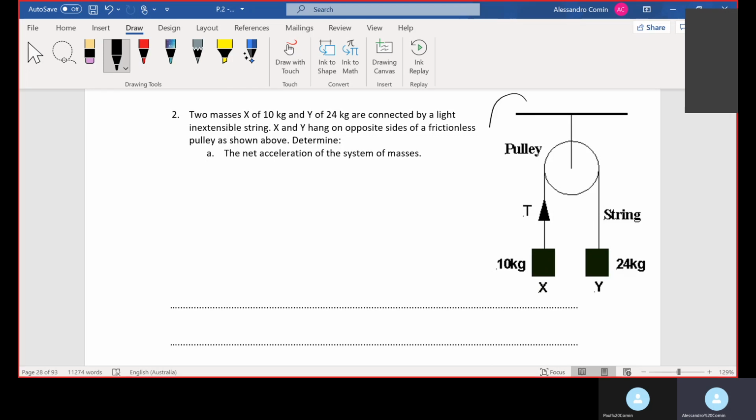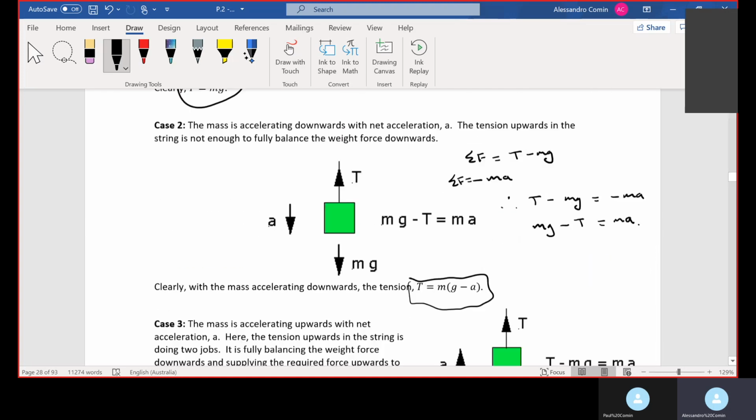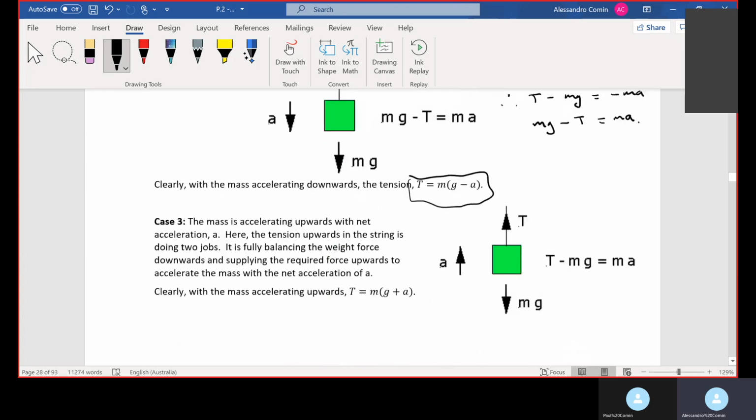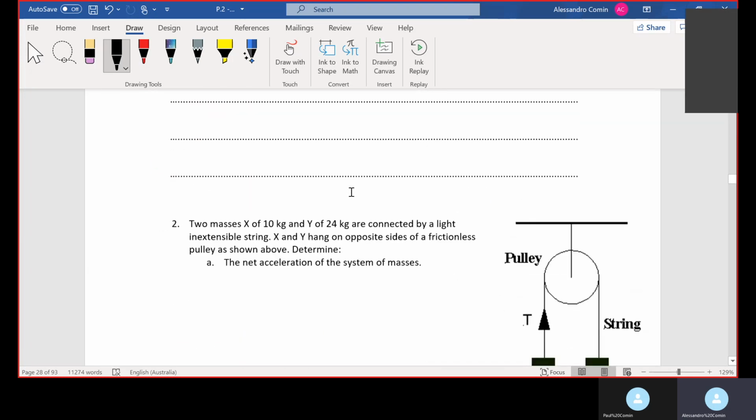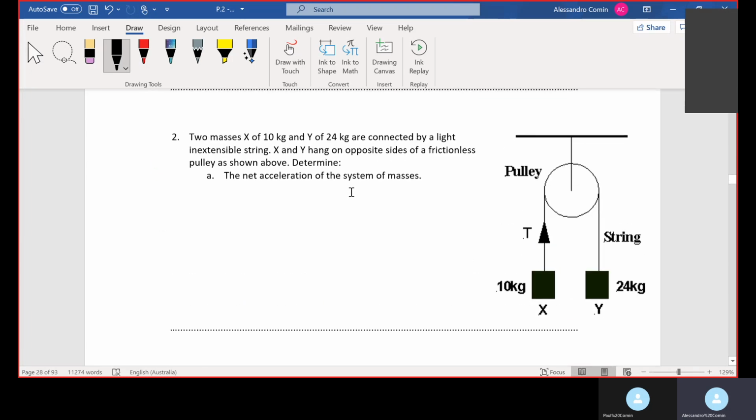So you're looking at this going, what in the world is this? This is nothing even related to what I just spoke about on the previous page. Well, it actually is. This is called an Atwood machine, and an Atwood machine is just a pulley. And this is technically 2 separate cases, of the cases we looked at earlier. So let's look at X.